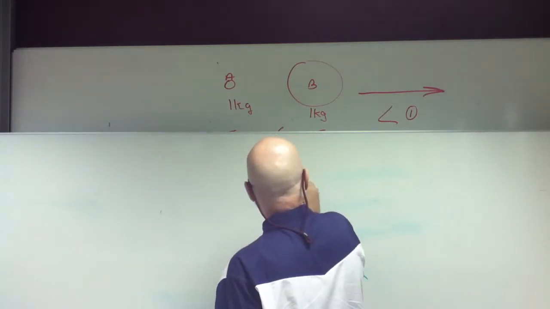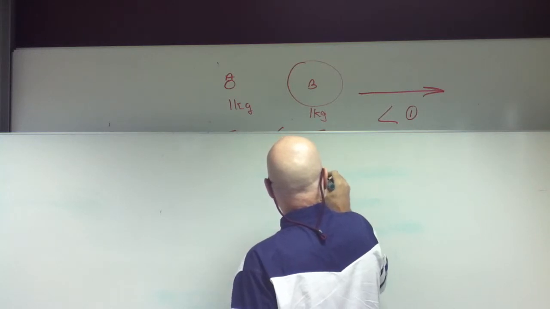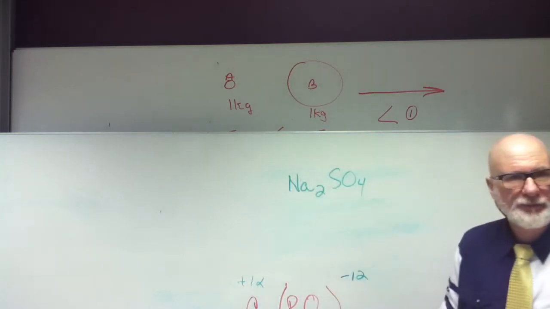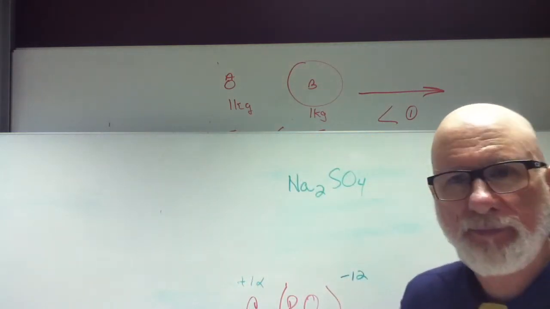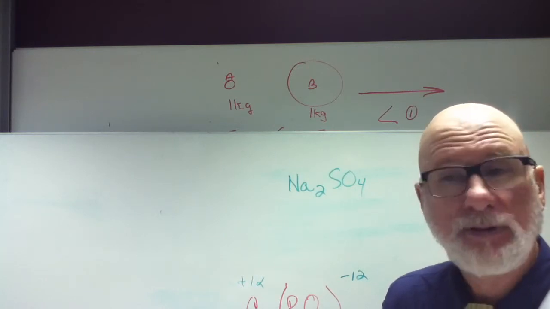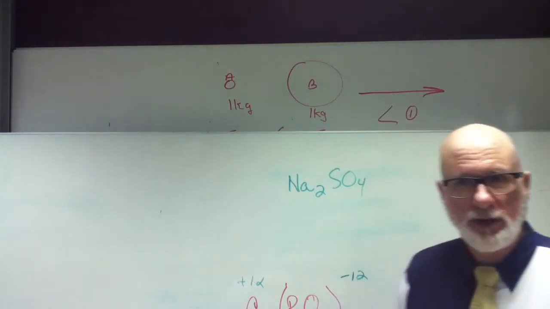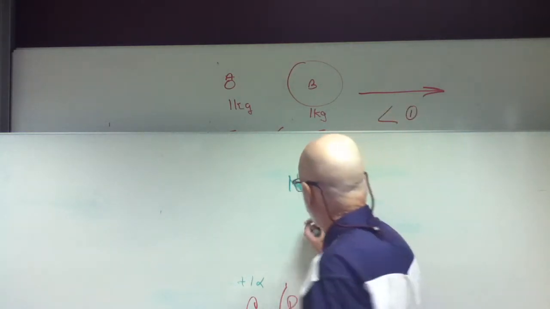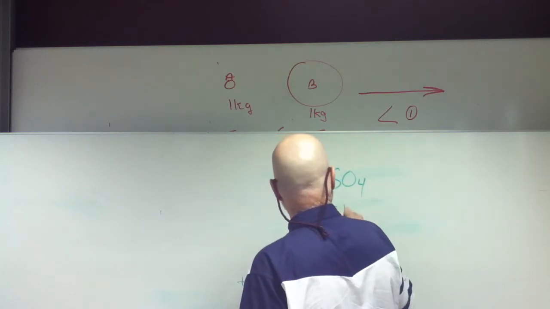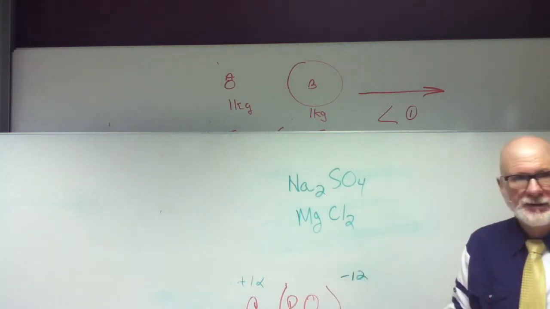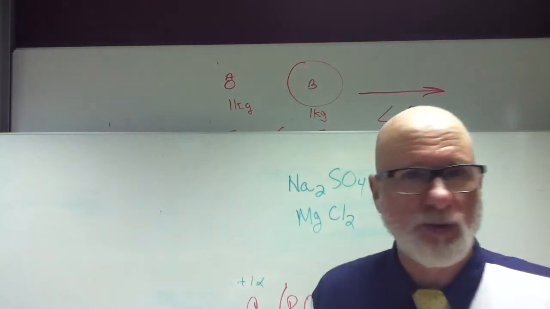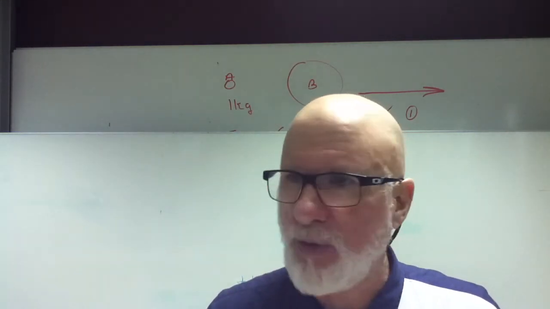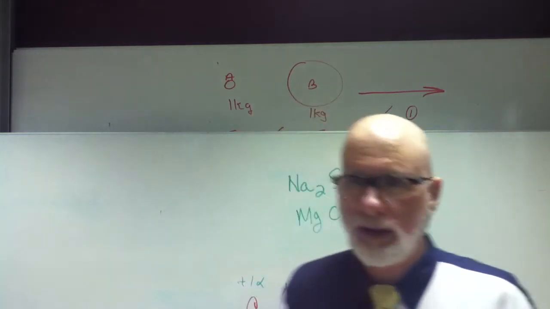Now, how about this one? What's that? Sodium sulfate? Yeah, sodium sulfate. Exactly. Yes? Good. Right, how about this one? Magnesium chloride, very good. You don't need the Roman numeral, right, because the metal is not in groups 3 through 12, no multiple oxidation states. Cool? Are we all right with that?